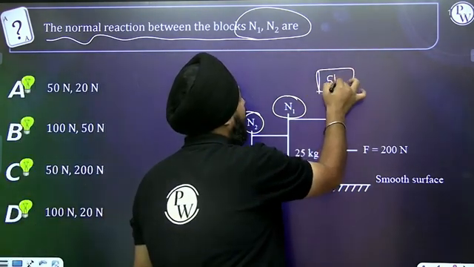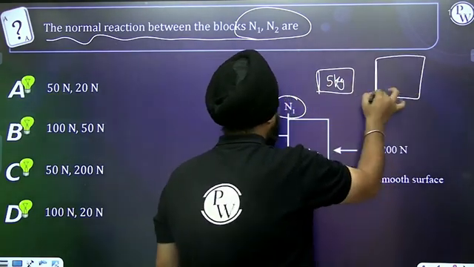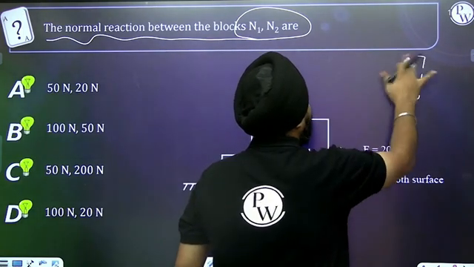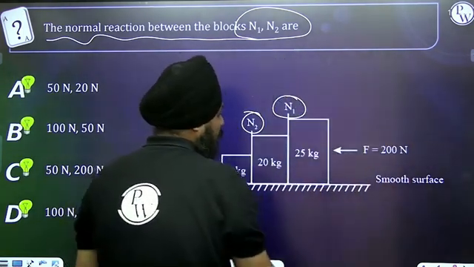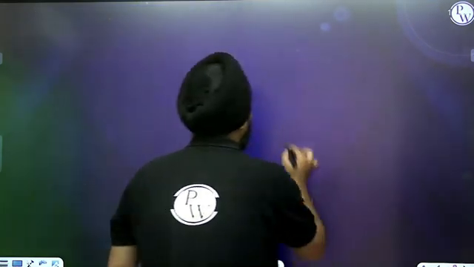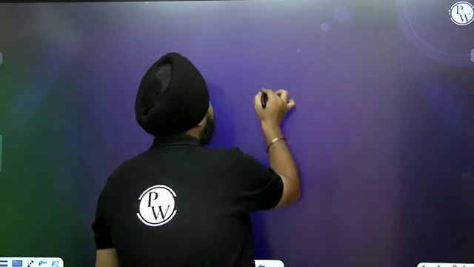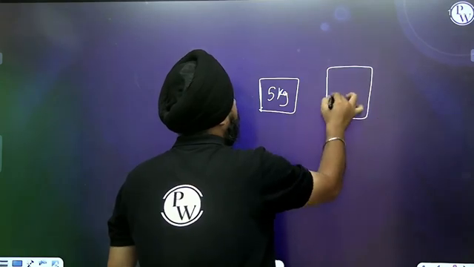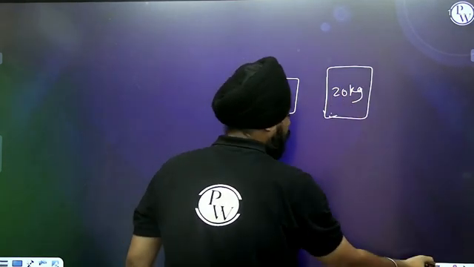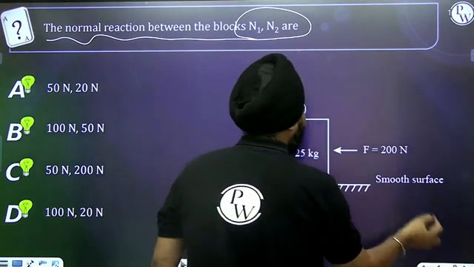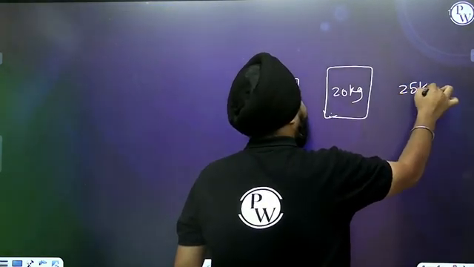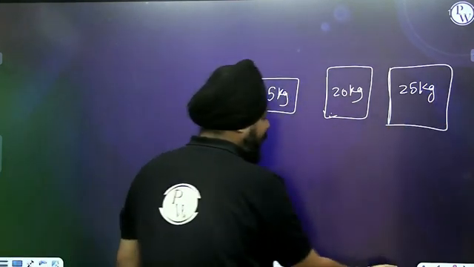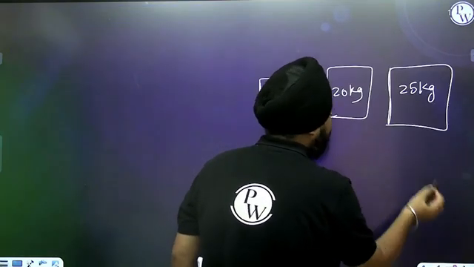This is the 5 kg, this is the 20 kg. I think it's not appropriate to draw it here, so we are going to draw it on another page. 5 kg, 20 kg, 25 kg. On the 25 kg, a force of 200 Newton is acting.